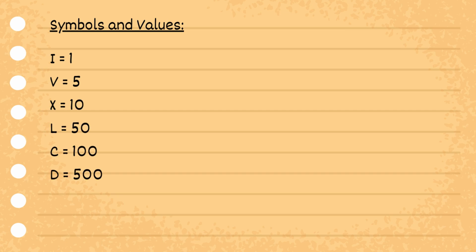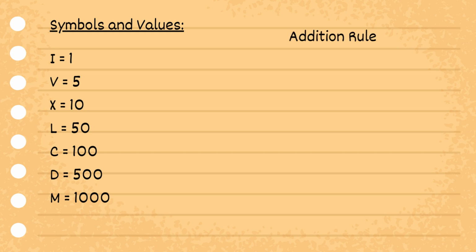Let's dive into the symbols and values of Roman numerals. So, when it comes to Roman numbers, we use letters like this. I stands for 1, V is 5, X is 10, L is 50, C is 100, D is 500, and M represents 1000. Here are some rules for Roman numerals.